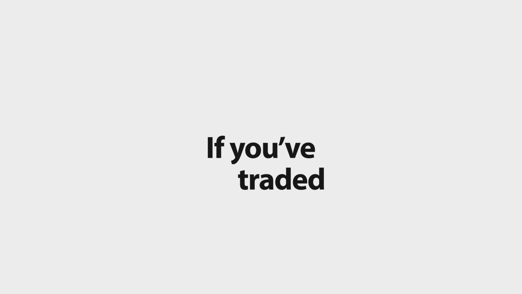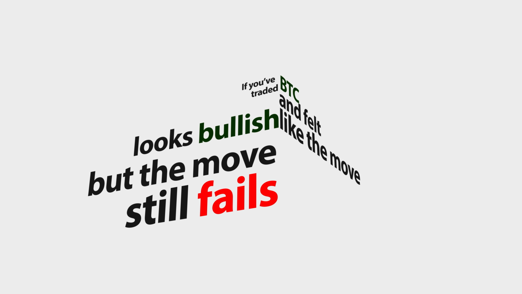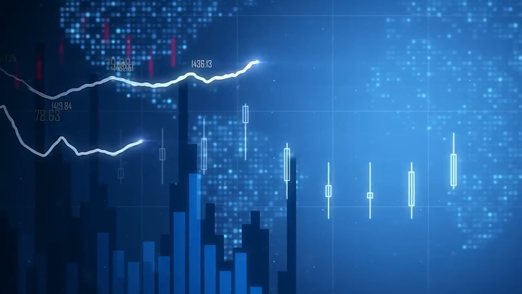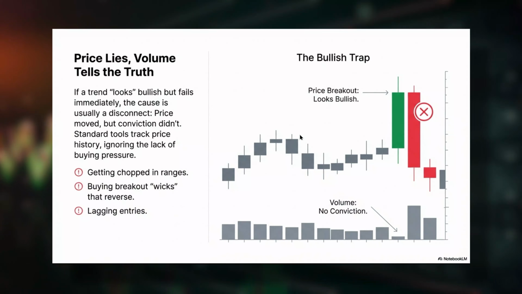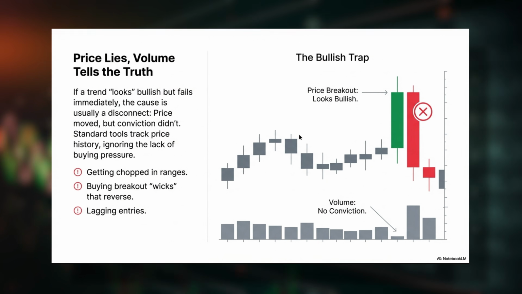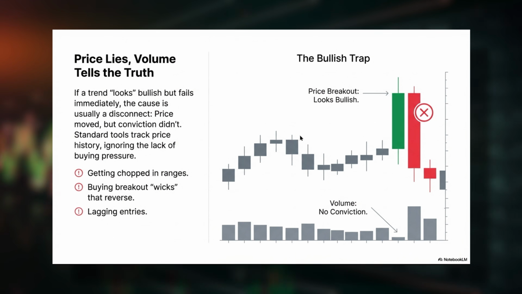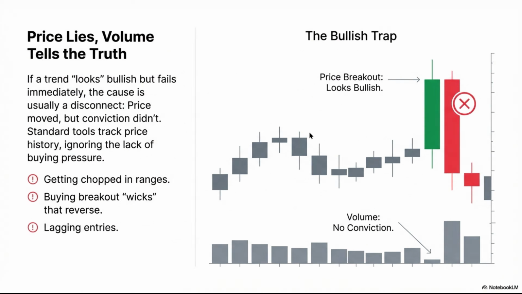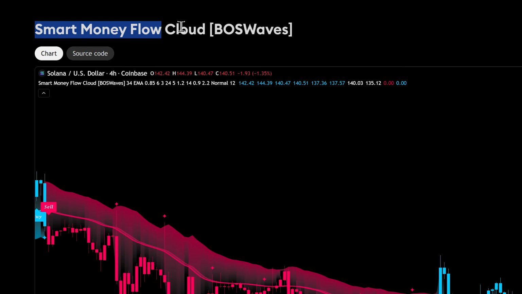If you've ever traded BTC and felt like the trend looks bullish but the move still fails, it usually comes down to one thing. Price moved, but conviction didn't. Most trend tools only watch price. They don't care if the move was supported by real buying and selling pressure. That's why you get chopped up in ranges, late entries on breakouts, and false reversals that look perfect for 2 candles and then die. Today, we're fixing that with Smart Money Flow Cloud, BOS Waves.